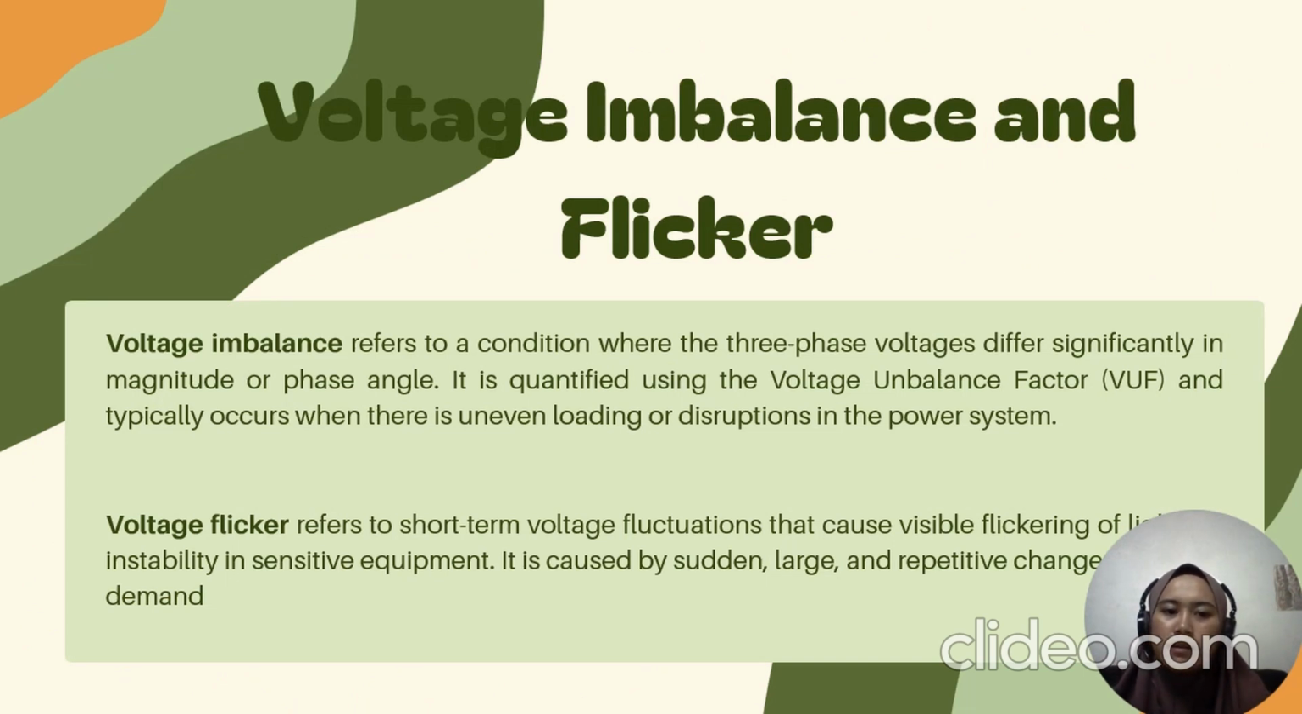Today I would like to present about voltage imbalance and flicker. Voltage imbalance refers to a condition where the three phase voltages differ significantly in magnitude or phase angle. It is quantified using the voltage unbalance factor (VUF) and typically occurs when there is uneven loading or disruption in the power system. Voltage flicker refers to short-term voltage fluctuations that cause visible flickering of lights or instability in sensitive equipment. It is caused by sudden, large and repetitive changes in power demand.